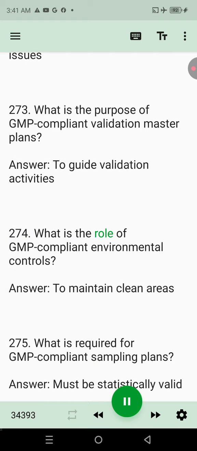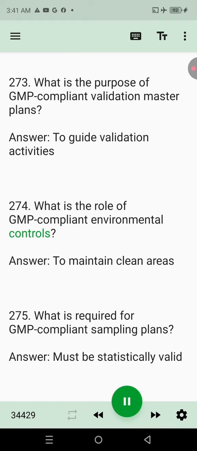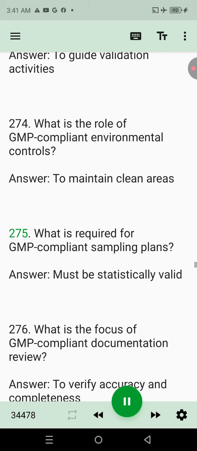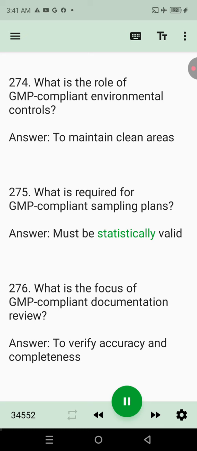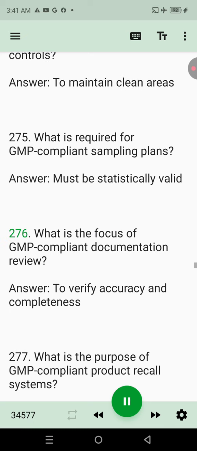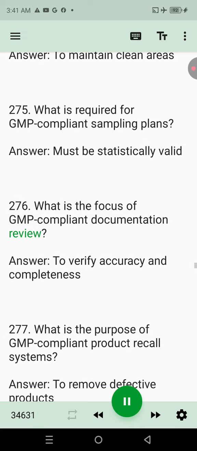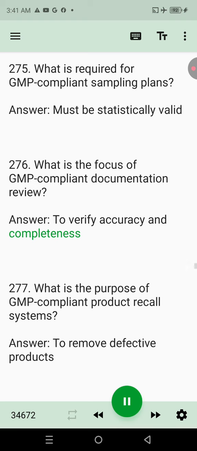274. What is the role of GMP-compliant environmental controls? Answer: to maintain clean areas. 275. What is required for GMP-compliant sampling plans? Answer: must be statistically valid. 276. What is the focus of GMP-compliant documentation review? Answer: to verify accuracy and completeness.